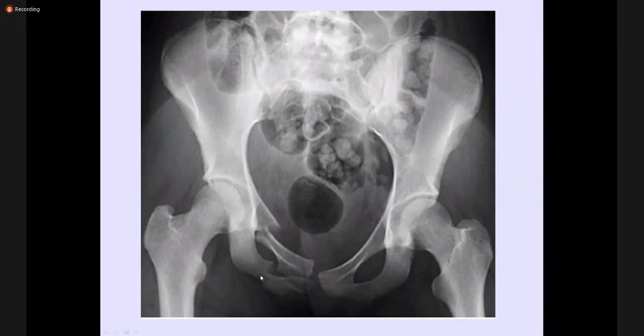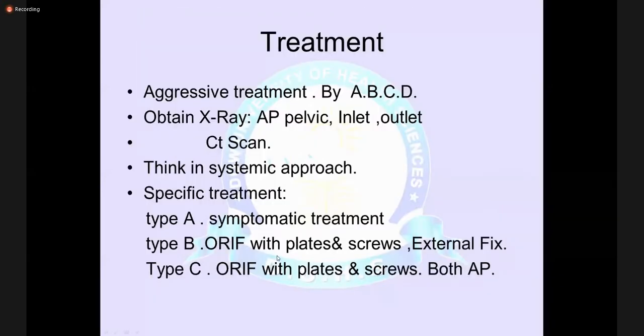In the outlet view, the beam is coming from the lower side of the body, and it is done to see the bones of the lower part, like the ischium and the lower part of the pelvic brim. And the CT scan is done. The CT scan is clearing most of the minute details which are not visible on the X-rays. Think in a systematic approach: do not treat only the fracture, but see the vitals and the derangements and try to solve the problem.